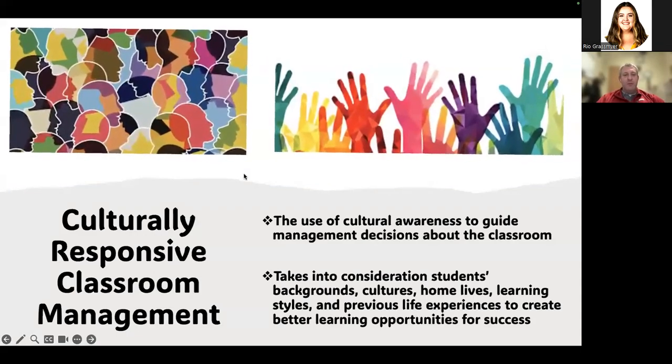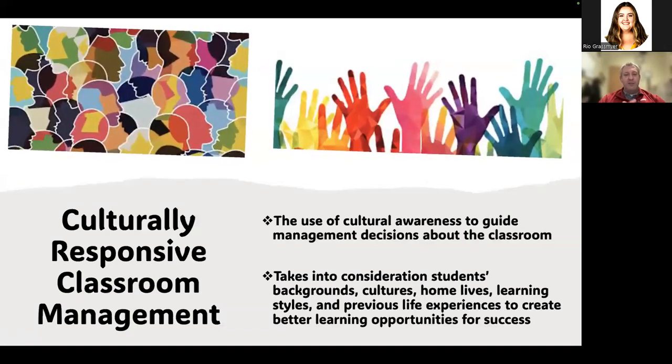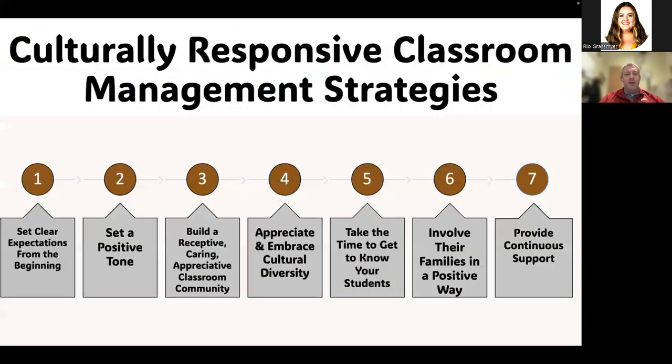But these things are what we are going to take as culturally responsive classroom management. We're going to integrate them by getting to know our students, and we are going to win a successful classroom. We're going to have strategies. We have 7 strategies here to look at.